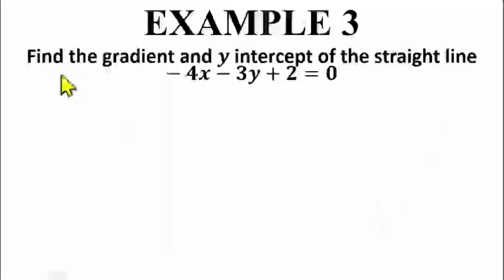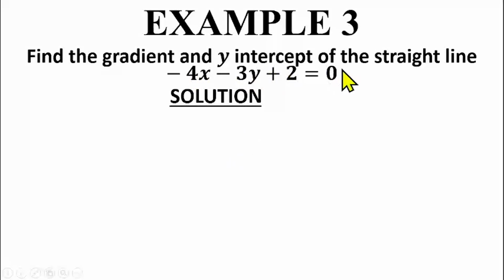Let's see more questions that could challenge us. Here we have to find the gradient and the y-intercept of the straight line minus 4x minus 3y plus 2 is equal to 0. Of course, you can see that this equation given to us is not yet expressed like the general equation of a straight line. So the first thing to do is express it by making y the subject of the formula.